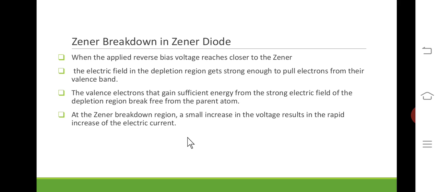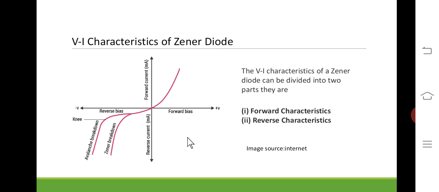This is about the Zener breakdown and avalanche breakdown. And this is the VI characteristics, showing the Zener and the avalanche breakdown. This is the forward characteristics and the reverse characteristics. The forward characteristics are the same as our simple diode, but there is a lot of difference in the reverse bias. What happens in the reverse bias? We are going to see the two breakdowns: one Zener breakdown and one avalanche breakdown.